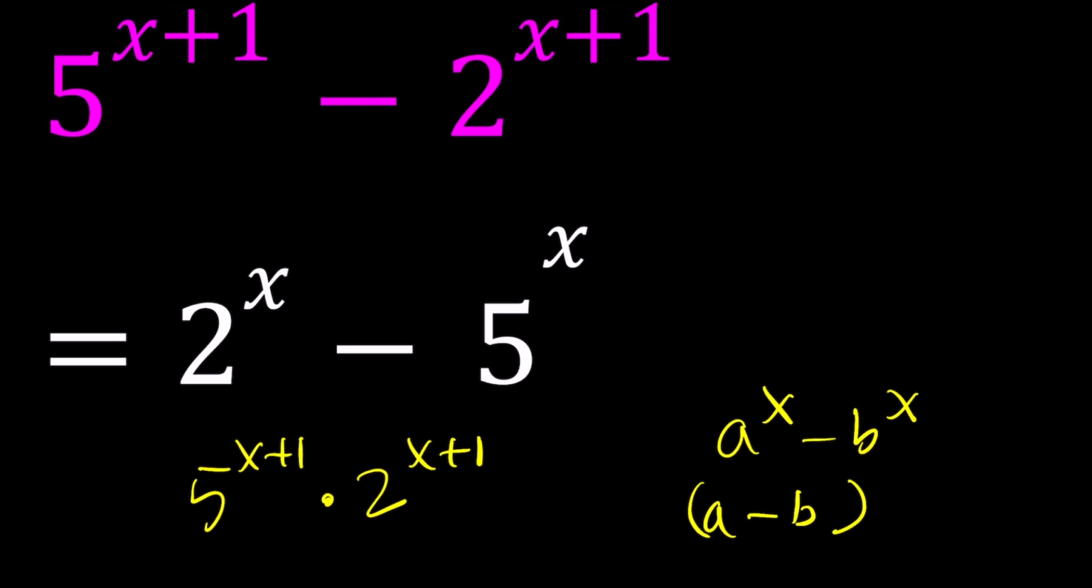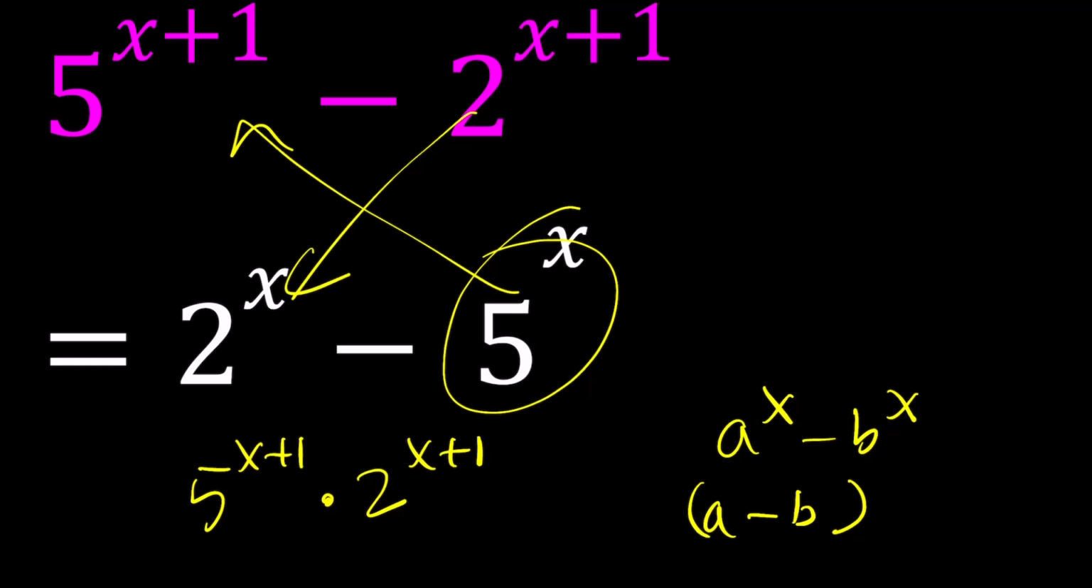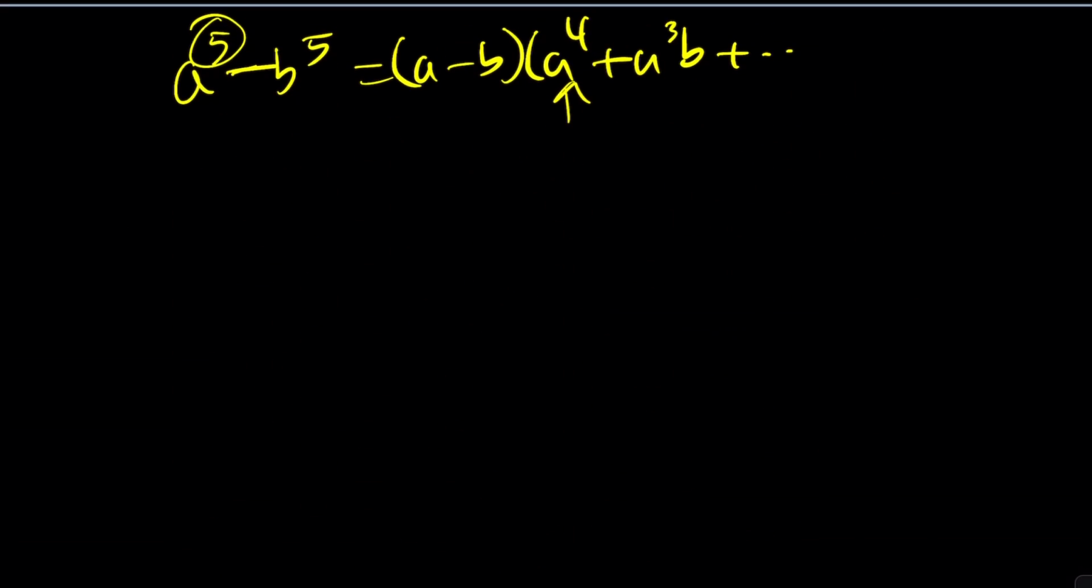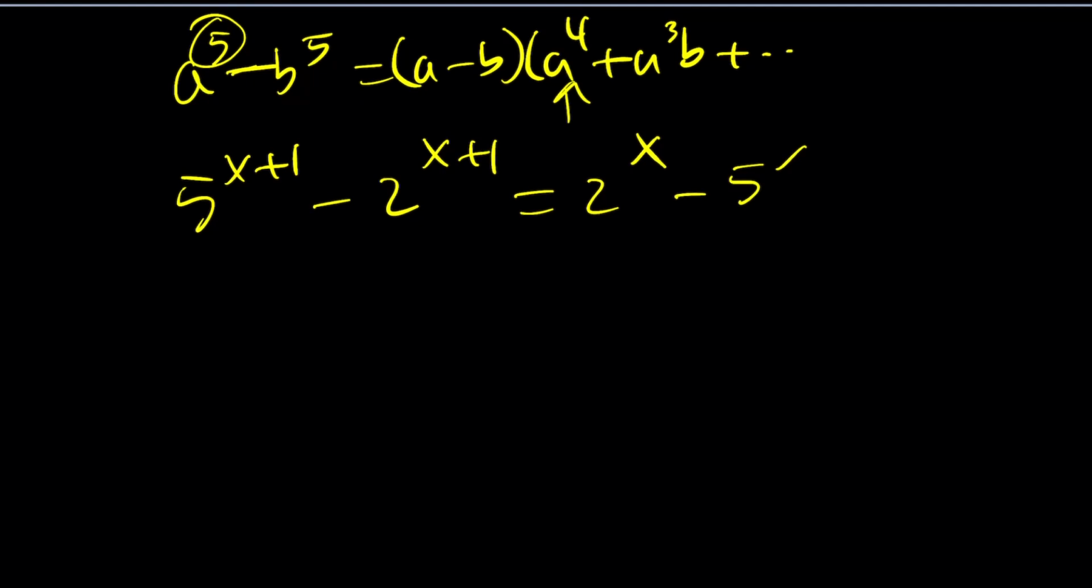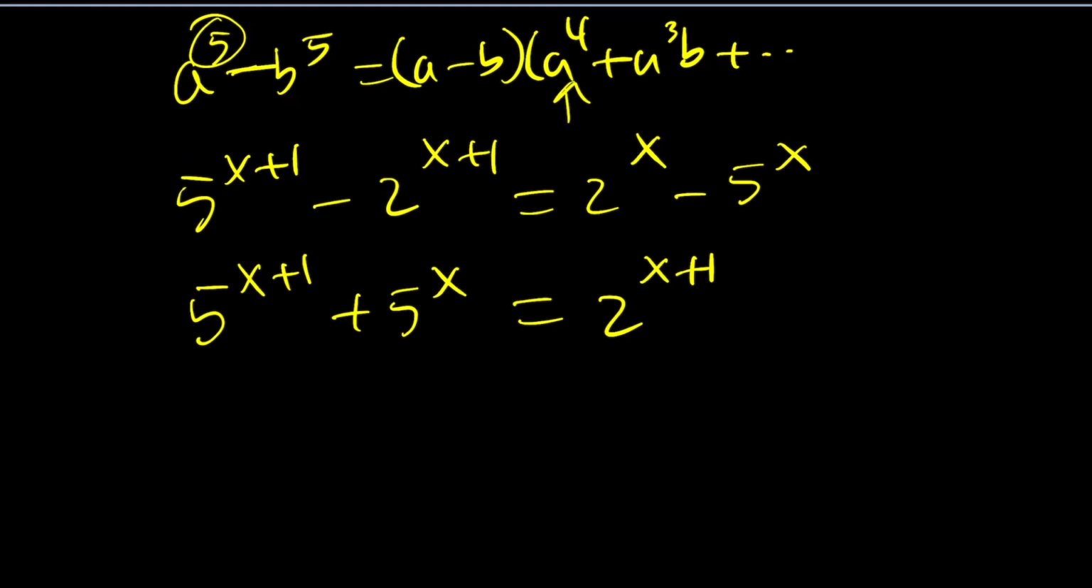But we can make it a lot easier by a little quick manipulation. Bring the 5's together and bring the 2's together. All right? So when we do that, we're going to get something like this. Original equation: 5 to the x plus 1 minus 2 to the x plus 1 equals 2 to the x minus 5 to the x. And then we can go ahead and bring the 5's together and bring the 2's together. And you know this is going to bug me forever, so let me fix that. Okay. And then we can go ahead and factor this.